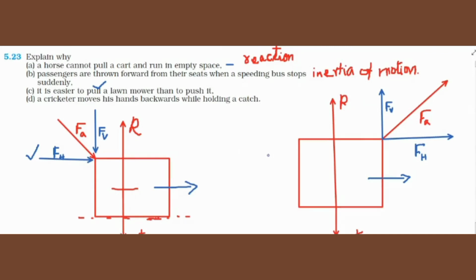You have to give the explanation with the diagram clearly. You may have seen some other explanations in certain books, but this is the only explanation I draw. You have to draw this diagram and explain. Then come to part D.